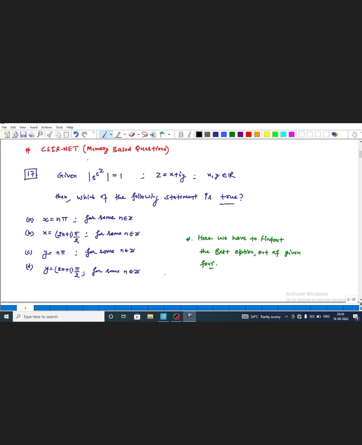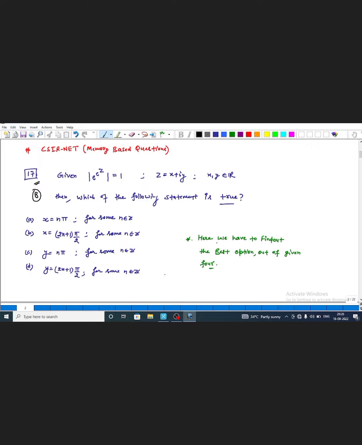Memory based question of CSIR-NET, question number 17, from part B. The question is: modulus of e power z is equal to 1 for z equals x plus iota y. Which of the following statements is true? The options are x equals n pi, x equals (2n plus 1) pi upon 2, y equals n pi, and so on, for some integers n.